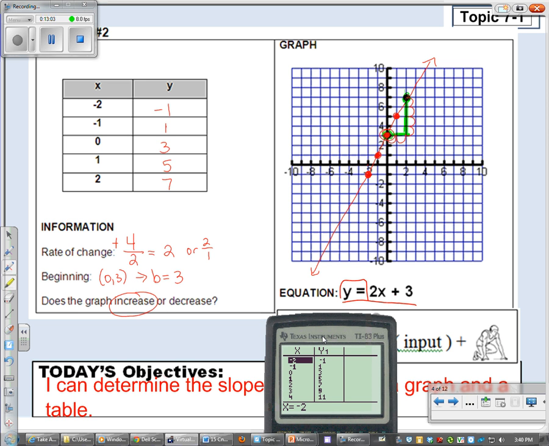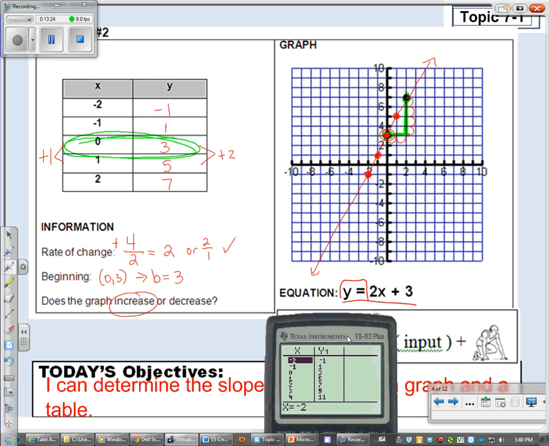I can also pick this out from my table. Wherever x equals 0, that's going to be my beginning. I'll do a little check. To go from 3 to 5, I have to add 2. To go from 0 to 1, I have to add 1. So 2 over 1 does give me a rate of change of 2.